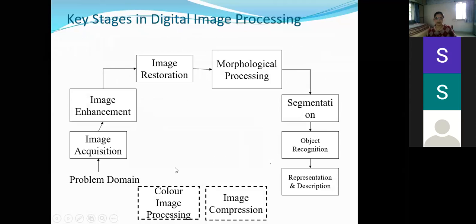Now in order to process the image, there are various steps or classes of image processing: image enhancement, restoration, morphological processing, segmentation, object recognition, object representation and description, image compression, and color image processing. I think we will start with these different types of image processing in tomorrow's lecture.